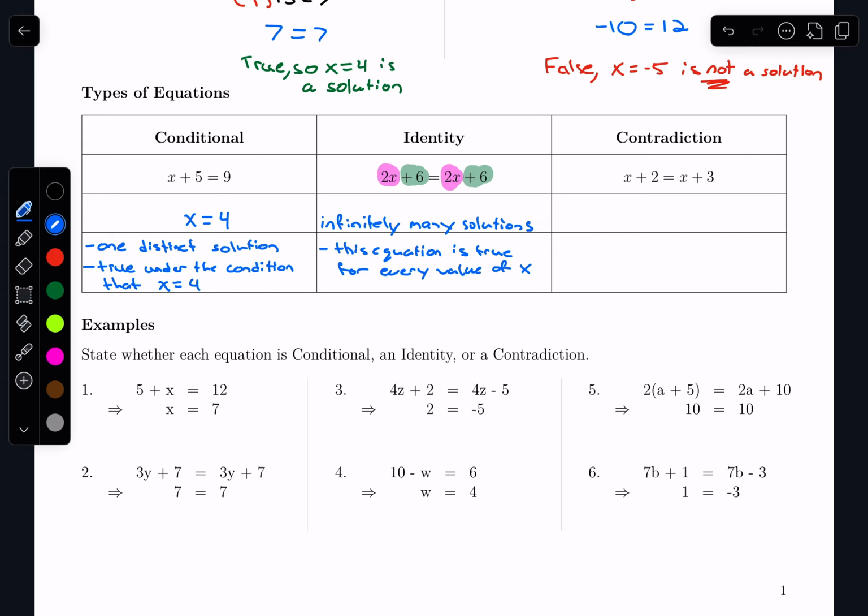And again, I didn't write it down. Let me write it down now. What we're going to get to is something that looks like 0 equals 0. We will get a true statement when solving. And when you get a statement that's always true, you know that you have an identity.